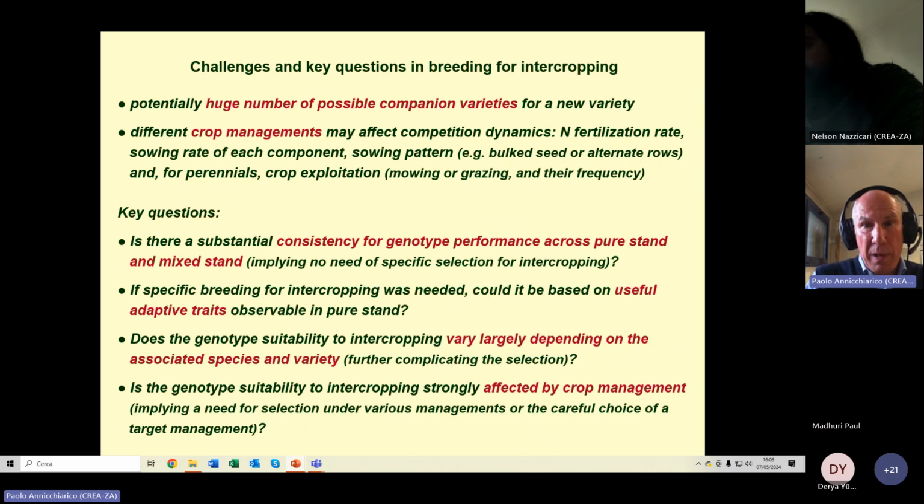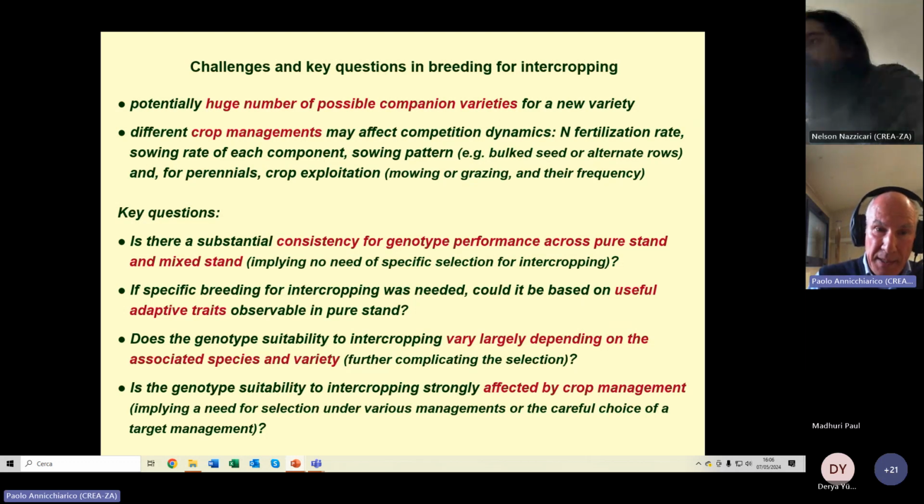It is difficult to breed for intercropping. First of all, because we have a potentially huge number of possible companion varieties for a new variety. And then different crop managements may affect competition dynamics, such as the nitrogen amount and timing, and the sowing rate of each component, the sowing pattern, for perennials, even the crop exploitation.